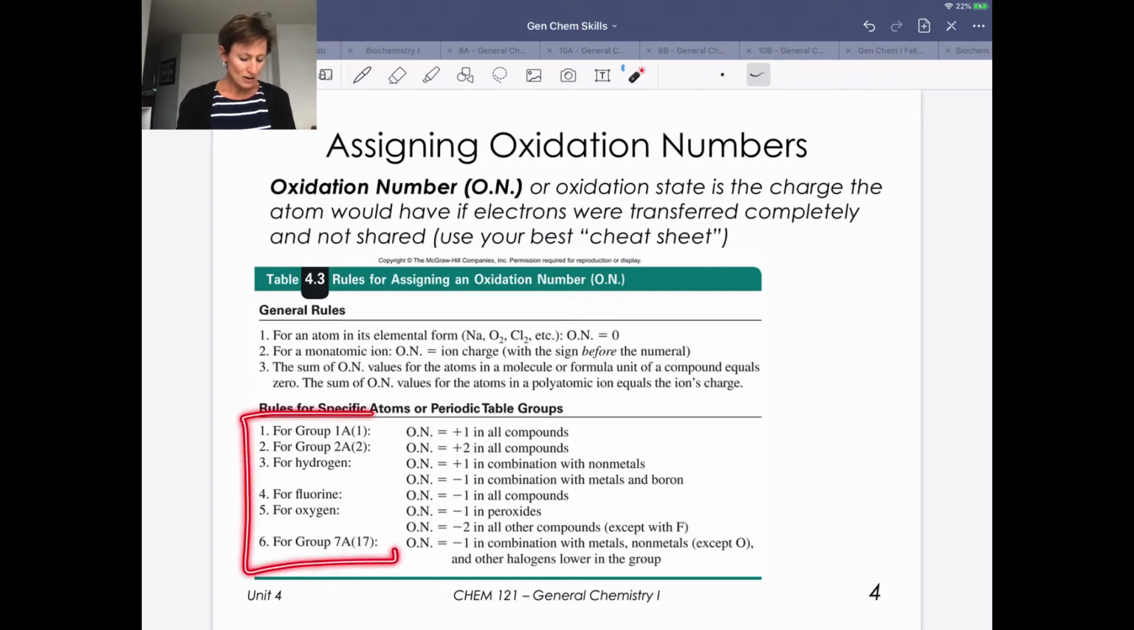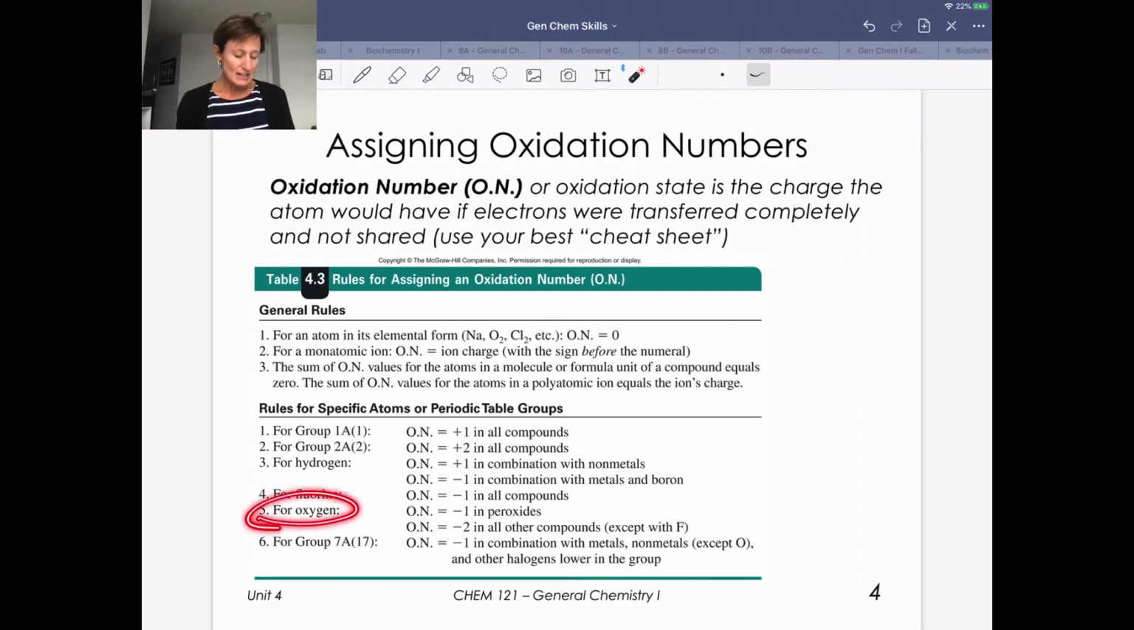If we look at some of the columns that we're familiar with, things that are in group 1A or 2A are going to be +1 or +2 in terms of their oxidation numbers. Those oxidation numbers are going to be the same as the charge. For things that fall in group 7, like the halogens, we're going to be -1.